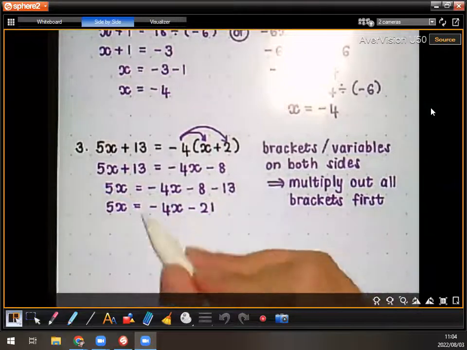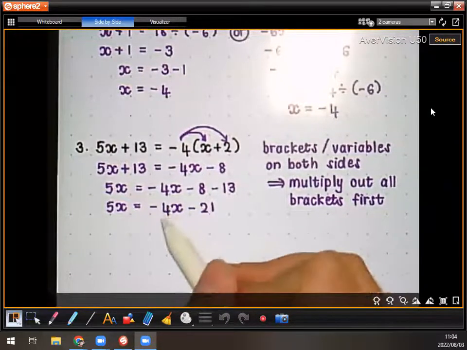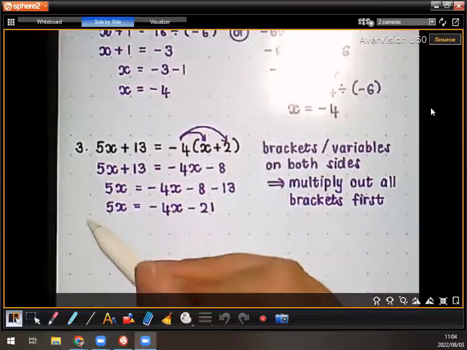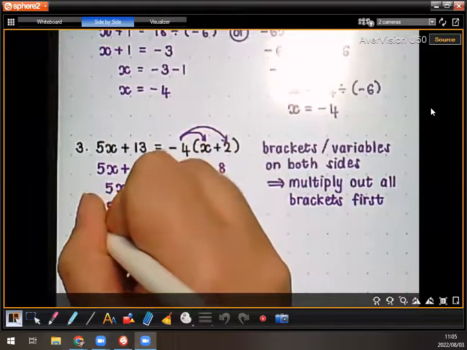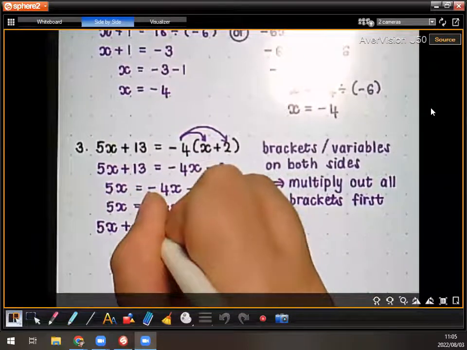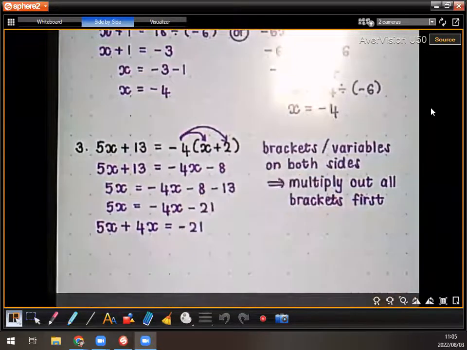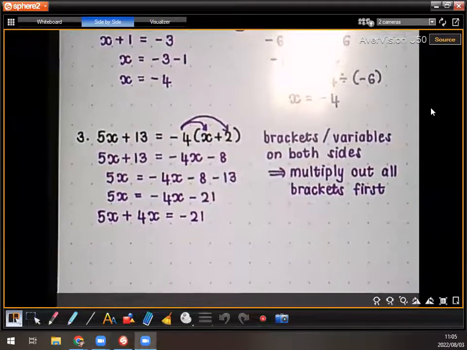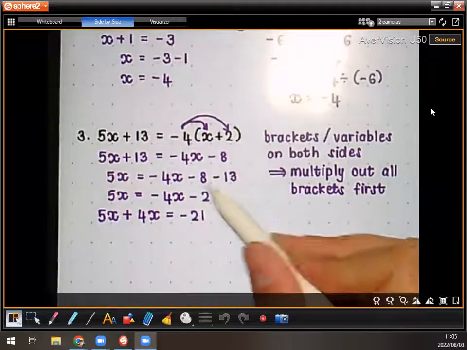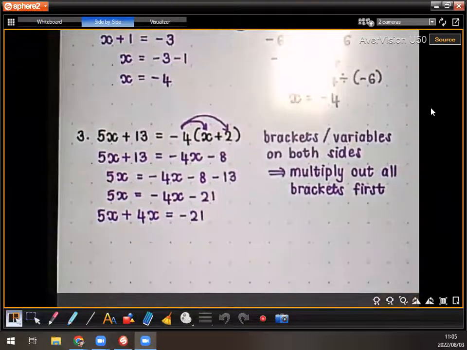Okay, what about this x over here, the negative 4x? I don't want it on this side, so I need to say what's the opposite of subtracting 4x? Adding 4x. So I'm going to say 5x plus 4x, and that is now going to be equal to negative 21. Don't make the mistake that I made earlier, right? I left out my minus. If it's a negative there, a minus, a number, you have to put that negative.